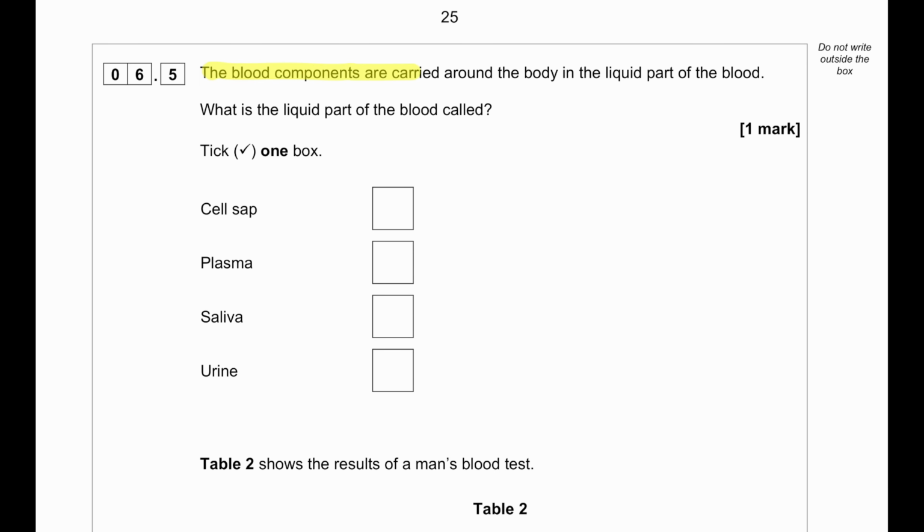The blood components are carried around the body in the liquid part of the blood. What is the liquid part of the blood called? Now, the liquid part of the blood is called plasma. Alright, let's see the other options.